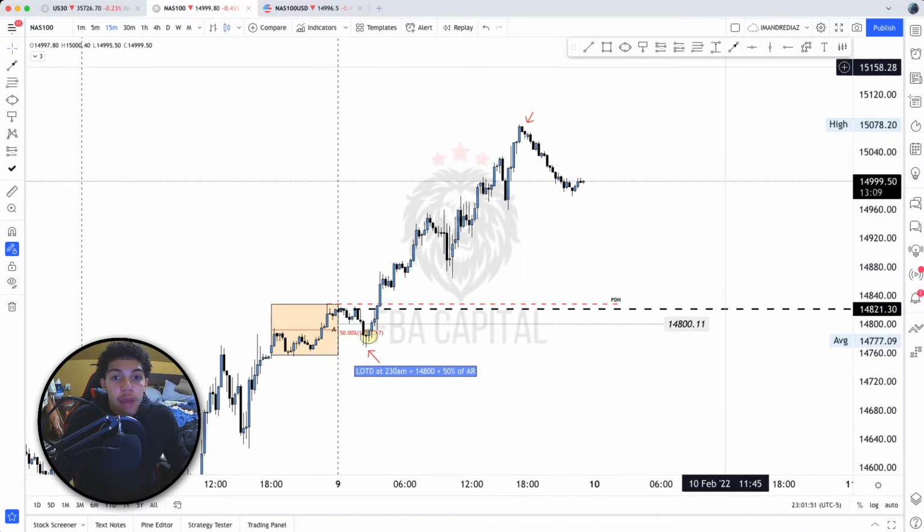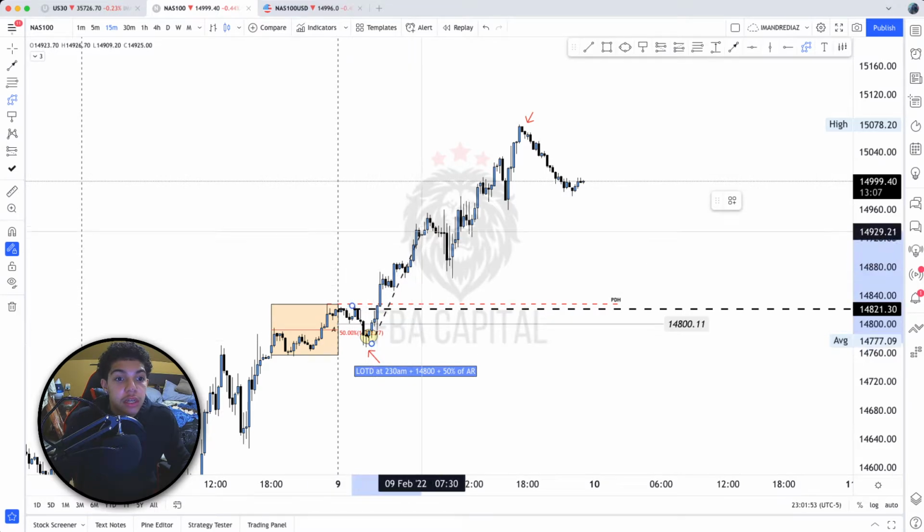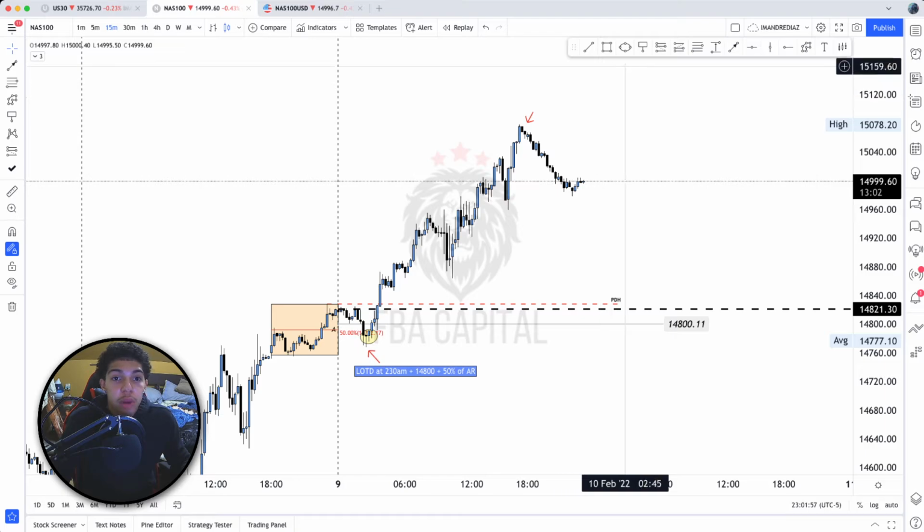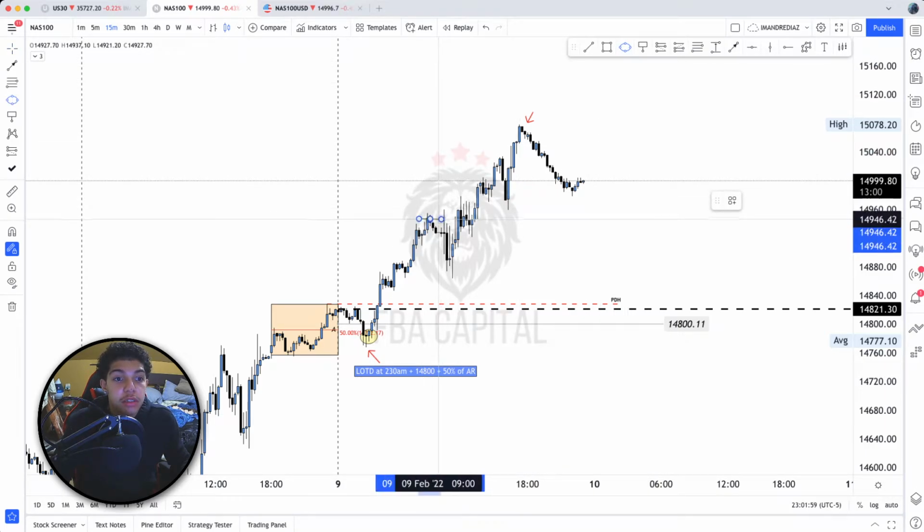So then what happened after this? From here price expanded all the way to the top side. Now we're here at 8 in the morning. What happened? Price makes this high and price starts to overall slowly travel lower.